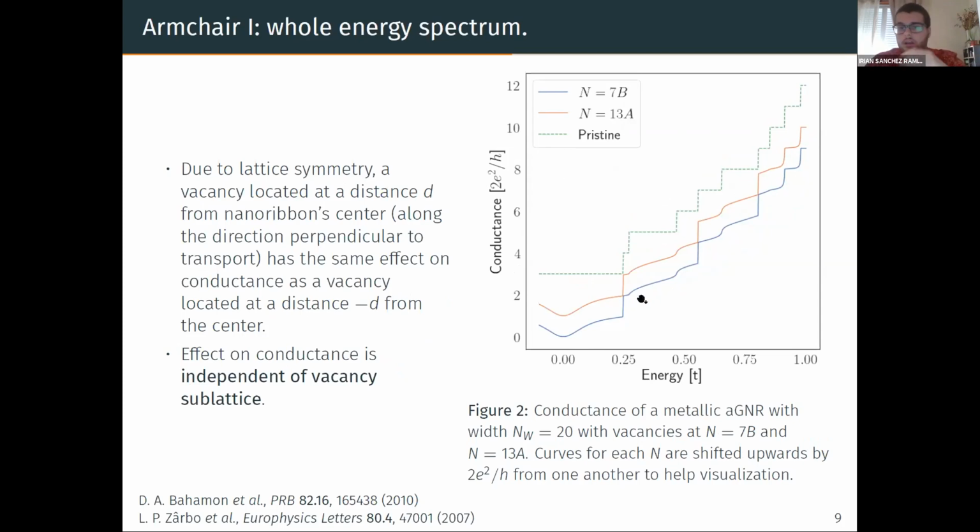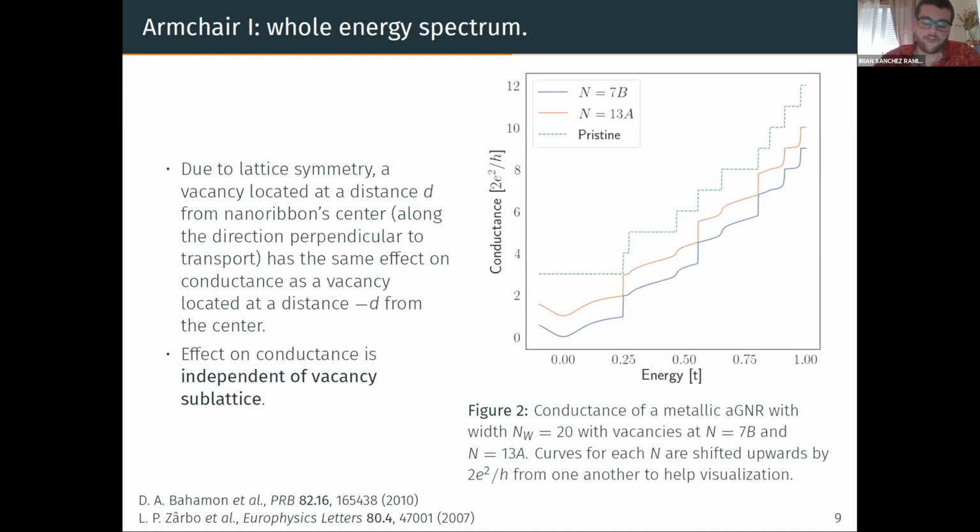This is shown here. As in the last slide, we are simulating a 20 dimer armchair nanoribbon, and we are placing a vacancy in the 7th dimer and in the 13th dimer. That is 3 dimers distance from the center. We can tell that the shape of the conductance is the same. Also, what we can see in this figure is that the effect on conductance is independent of the sublattice of the vacancy. We could place here a vacancy at 7A and the effect would be the same. But yeah, that's a lot of observations, but what's happening?